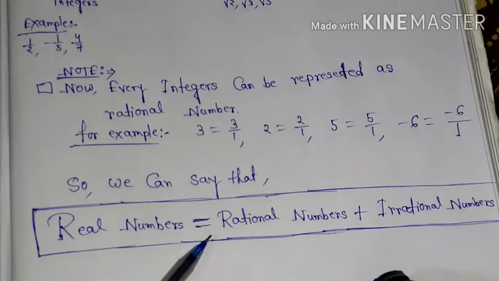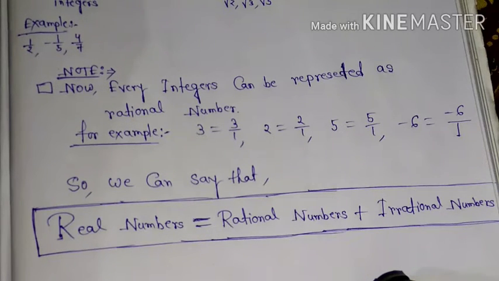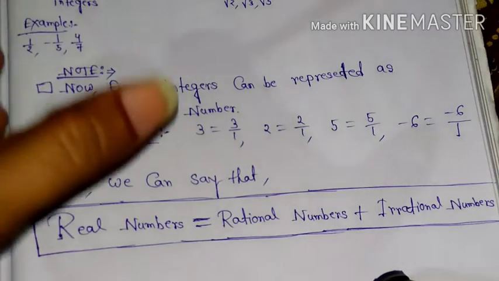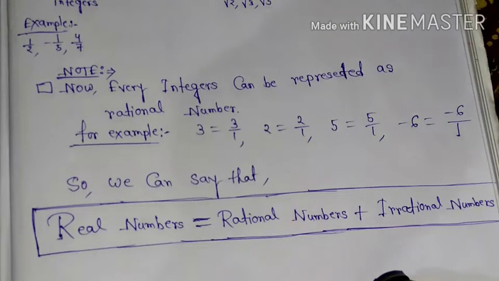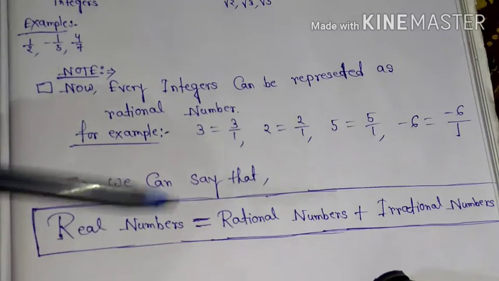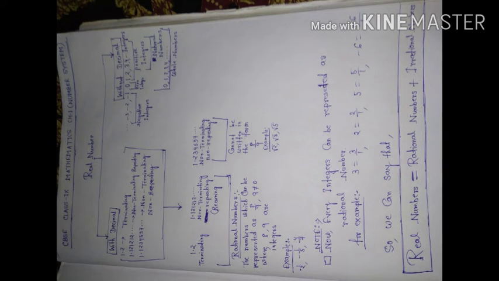So ultimately what do we get? There are three parts in the real numbers: integer, rational number, and irrational number. But now we know every integer is a rational number, so ultimately real numbers equal rational numbers plus irrational numbers. The remaining portion of this chapter we will discuss in the next video. Okay, thank you.